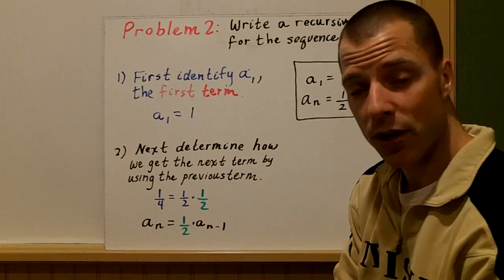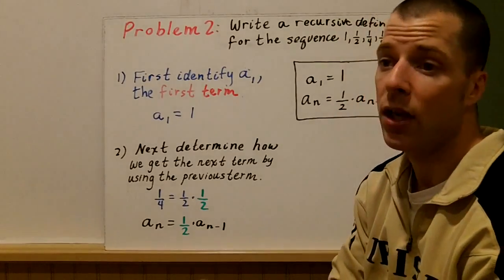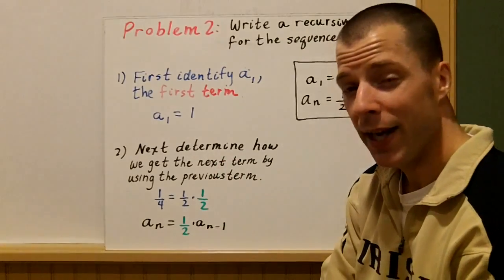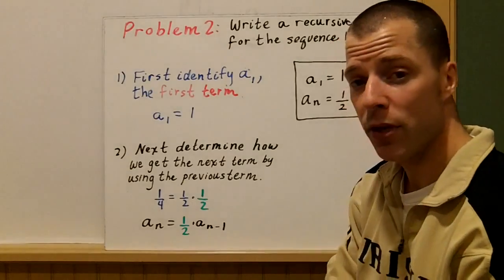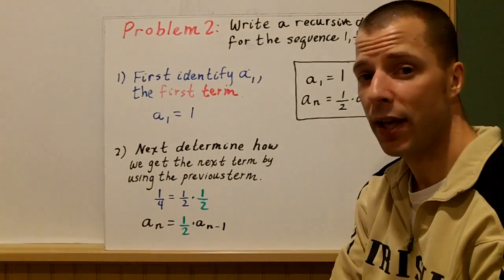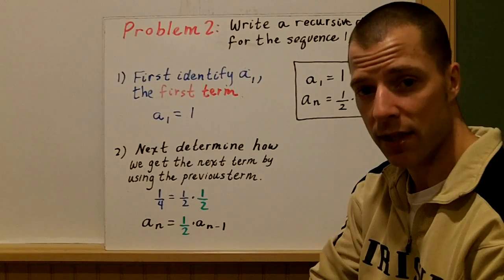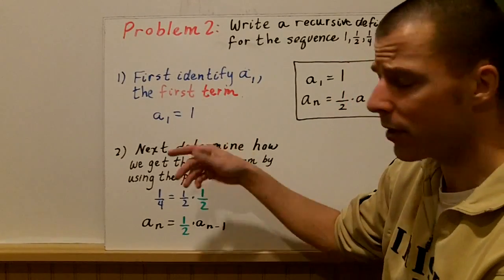All right, so when you write a recursive formula, there's two things you need. You have to identify the first term, and then you have to write an equation. And when you write the equation, you have to relate the previous term to get to the next term. So the first part's easy.